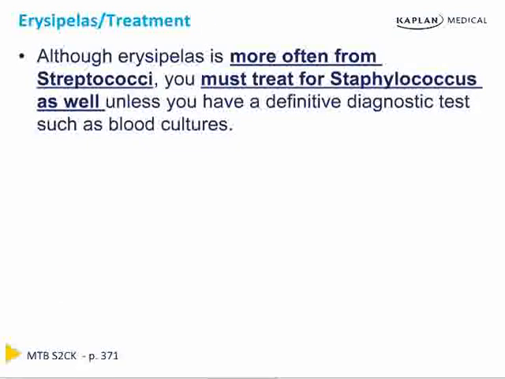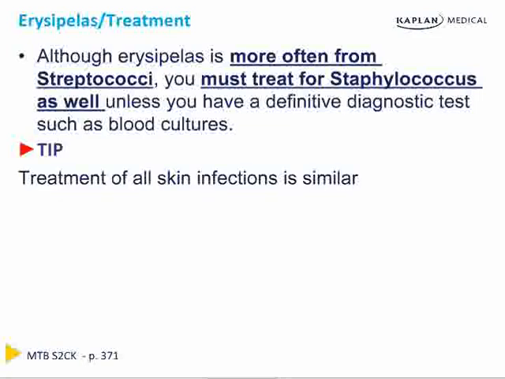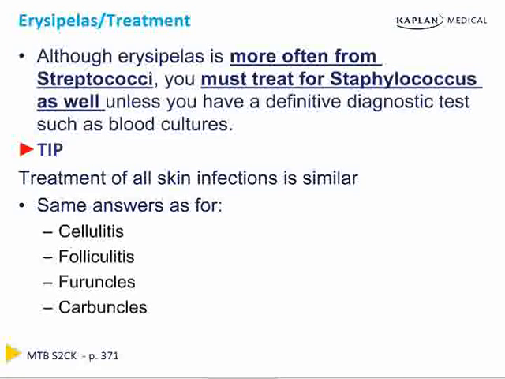Although erysipelas is more often from streptococci, you must treat for staphylococcus as well, unless you definitely have a diagnostic test like blood cultures that tells you for sure it's only strep. You've got to treat for both. And the treatment of all skin infections is similar. Basically, it's the same answer for cellulitis, folliculitis, furuncles, carbuncles. The only ones really that are different are impetigo, which can get topical antibiotics with the mupirocin, bacitracin, retapamulin, and necrotizing fasciitis, which gets surgical debridement as well.